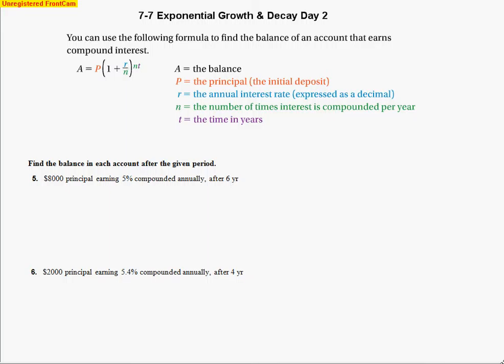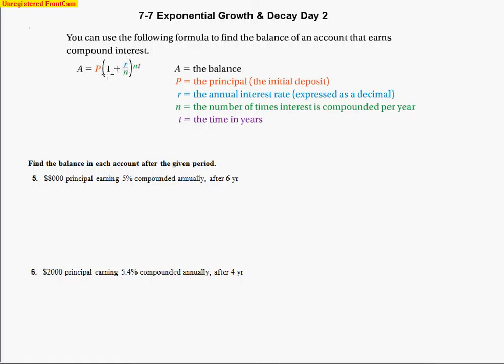This is the lesson for Chapter 7, Section 7, Exponential Growth and Decay, day number 2. And so what we're doing today is we're just looking at compound interest. Compound interest is what banks end up paying. When we are dealing with compound interest, it's a little more difficult than simple interest because after a compounding period, we add that interest to the principal, and then we calculate it again each time that we do this.